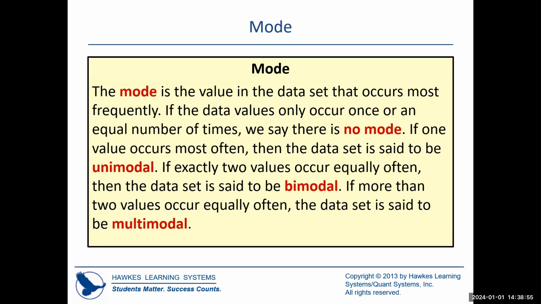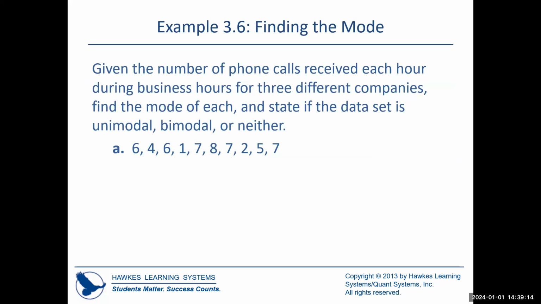The mode, this one is pretty simple. It's the most frequently occurring data value. Okay, if the data doesn't have a mode, we declare it to be no mode. If there's only one, we can say it's unimodal, 2 modes, it's bimodal, and anything more than that is multimodal. Okay, so frequently occurring data value.